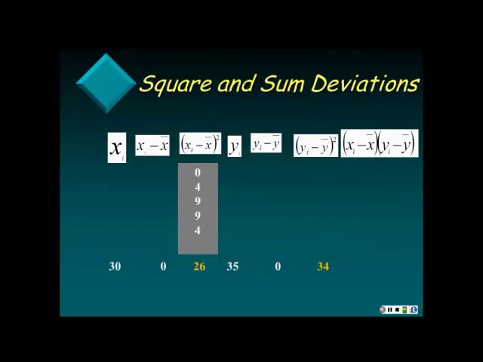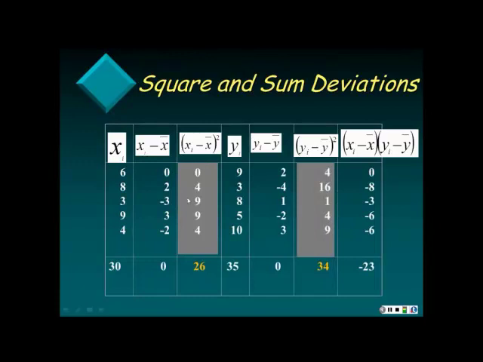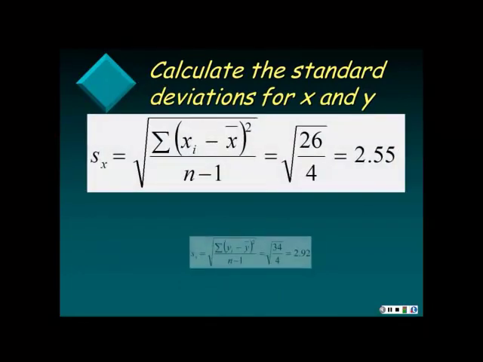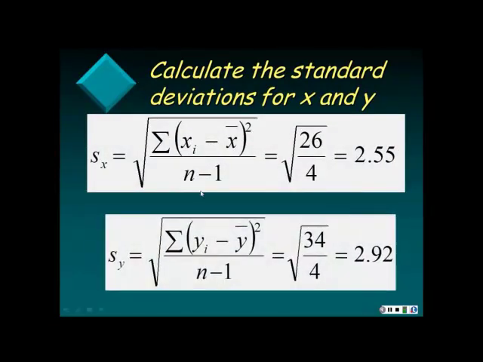So now I'm going to calculate the two standard deviations just as we have done standard deviation before. So I've squared the x deviations and summed them to get 26. Squared the y deviations and summed them to get 34. And then just calculate the standard deviations for x and y just like we had done earlier. Standard deviation for the x's, the sum of the squared deviations divided by n minus 1, got that to be 2.55. And the standard deviation for the y's is the sum of the squared deviations for y divided by n minus 1. Take the square root of the whole thing, got 2.92.